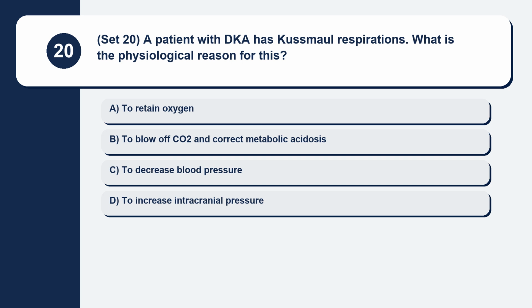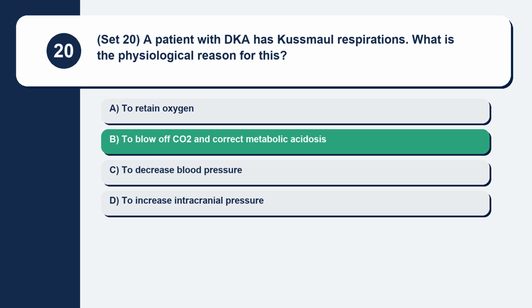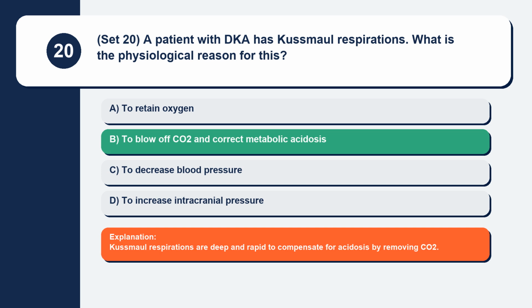Question 20. Set 20. A patient with DKA has Kussmaul respirations. What is the physiological reason for this? To retain oxygen, to blow off CO2 and correct metabolic acidosis, to decrease blood pressure, to increase intracranial pressure. Kussmaul respirations are deep and rapid to compensate for acidosis by removing CO2.